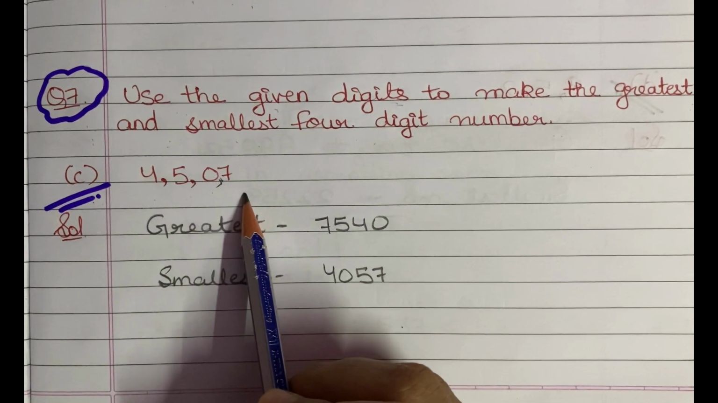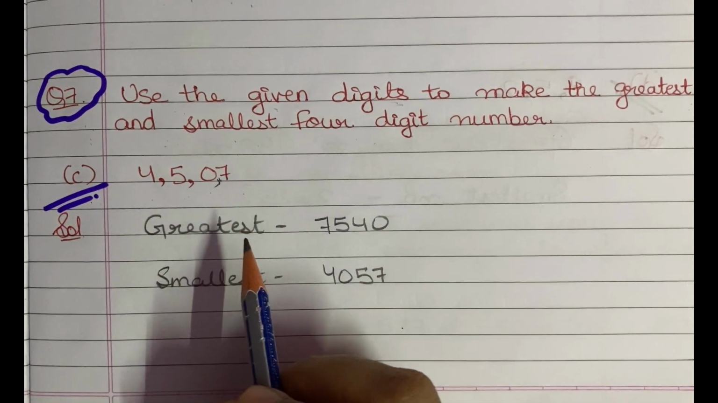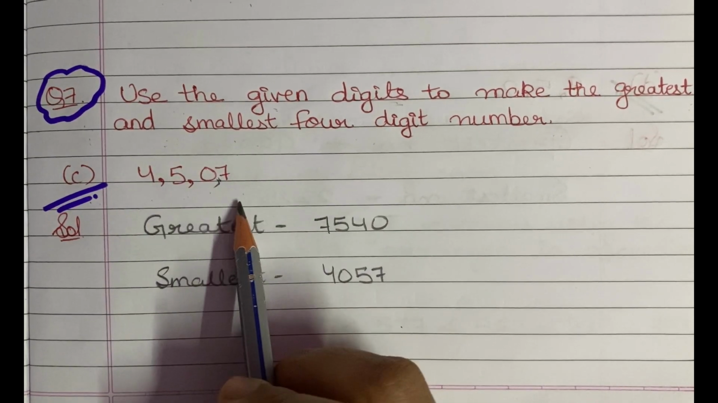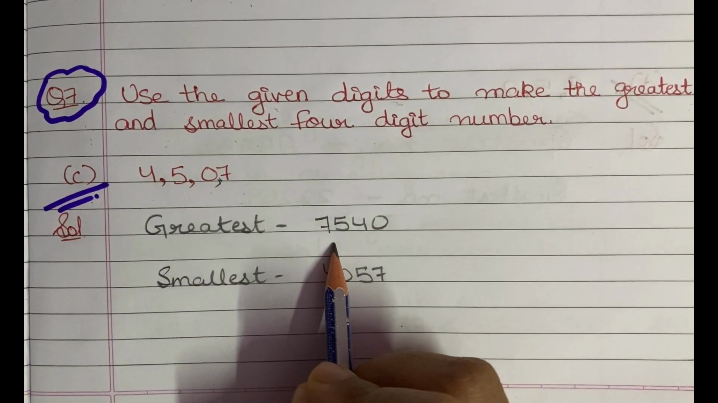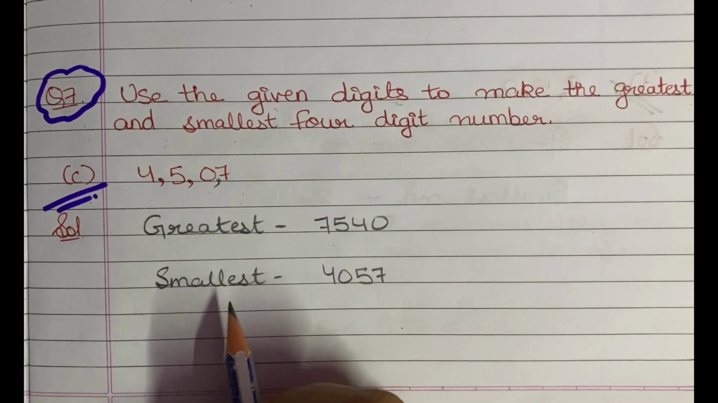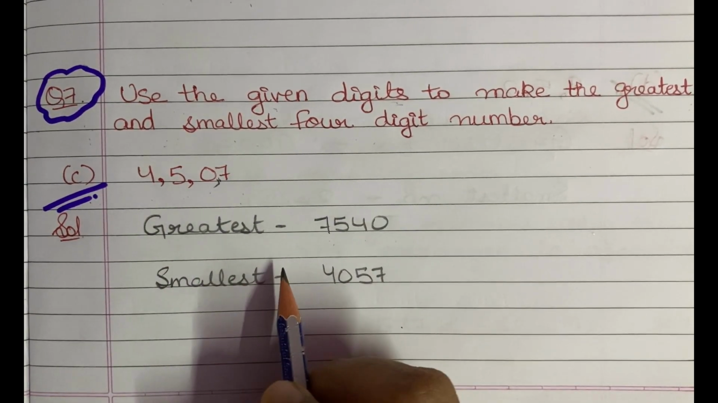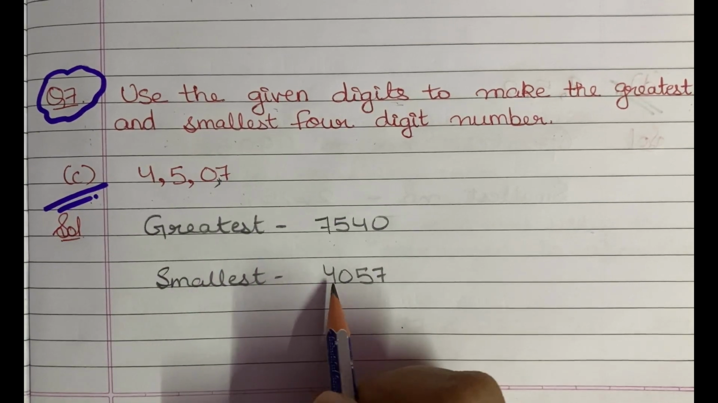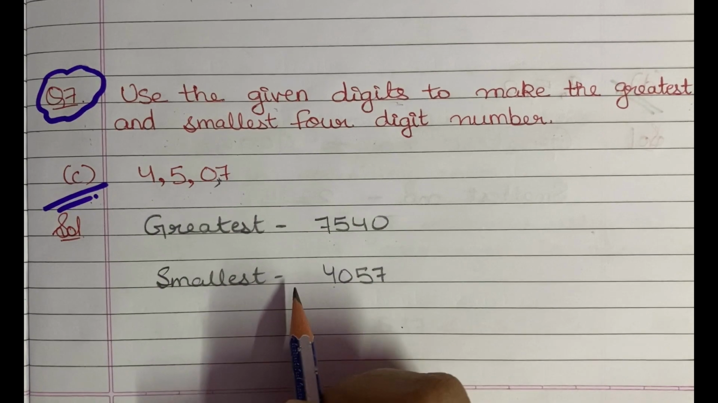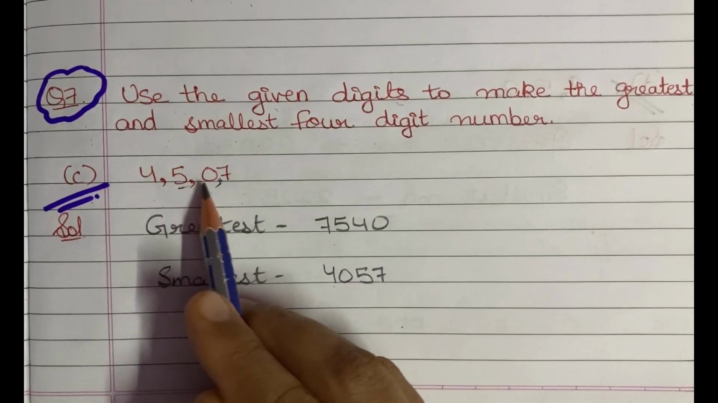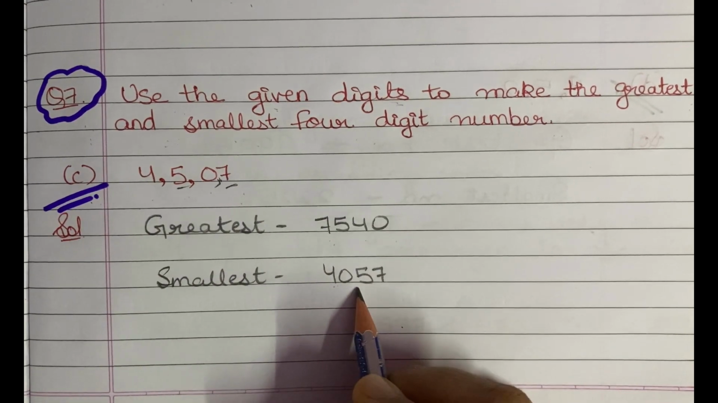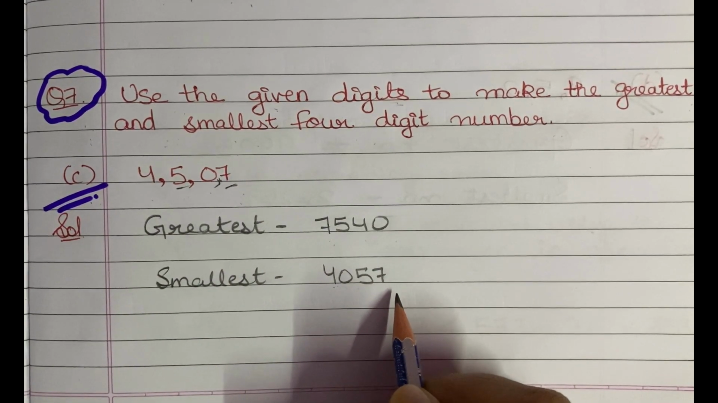Now students, to write the greatest 4-digit number, we will write the given digits in descending order, and on doing so we will get 7540 as our answer. And to write the smallest 4-digit number, we will write the smallest nonzero digit, that is 4, at the first place. Then we will write 0, and then we will write the remaining numbers in ascending order, and on doing so we will get 4057 as an answer.